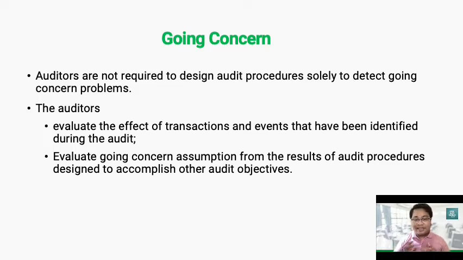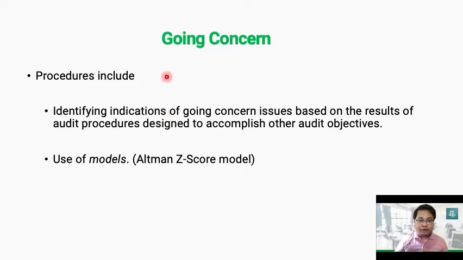Rather, as a result of our regular audit procedures, we can already conclude whether there are any events or transactions that could cast significant doubt on the entity's ability to continue as a going concern. That is why some of the procedures that we perform include identifying indicators of going concern issues based on the results of our audit procedures designed to accomplish other audit objectives. And if there are indicators of going concern issues, then that's the time that we can perform additional audit procedures, like for example, the use of models.